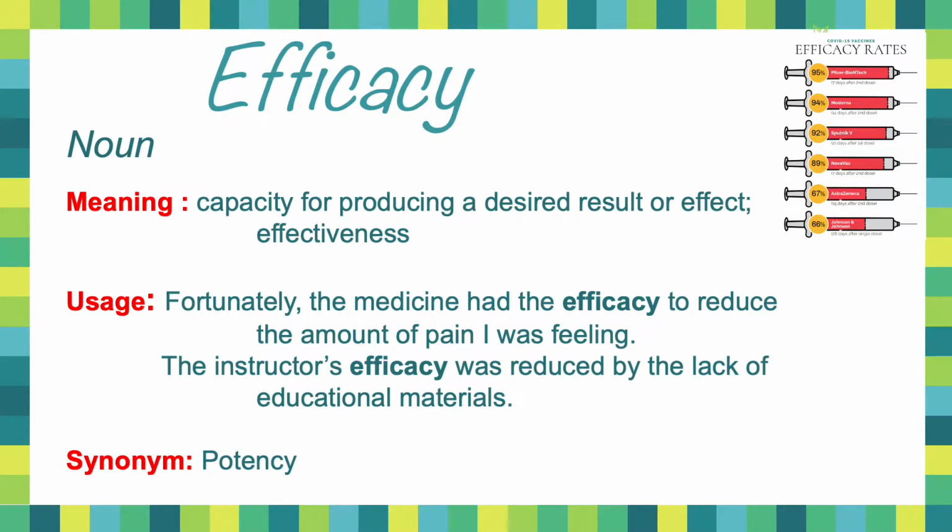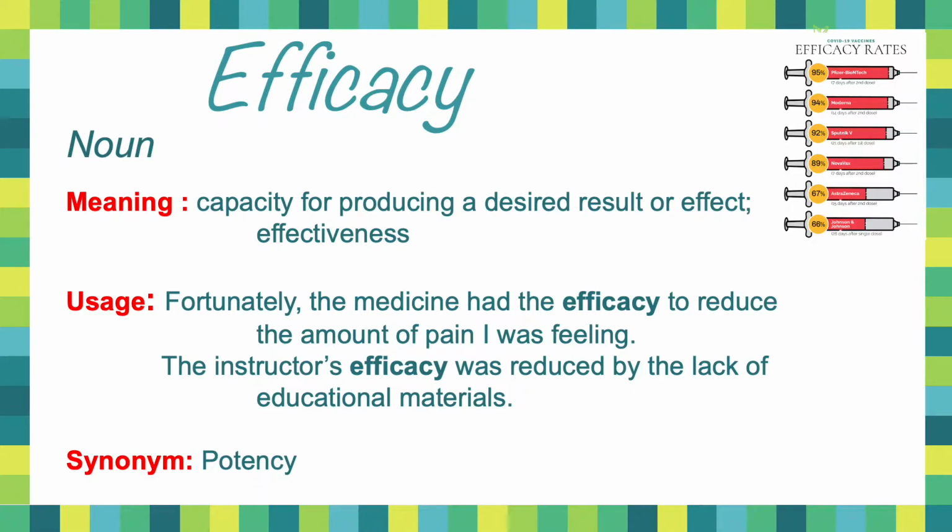The other example is, the instructor's efficacy was reduced by the lack of educational materials. For example, these days all the classes are going online, so sara jitna bhi educational material hai, it is not feasible to show everything on video modes. So for that he is saying the instructor's efficacy, jo effectiveness thi padhane ki, the way with which wo padha sakta tha, wo reduce ho gayi, effectiveness reduce ho gayi.